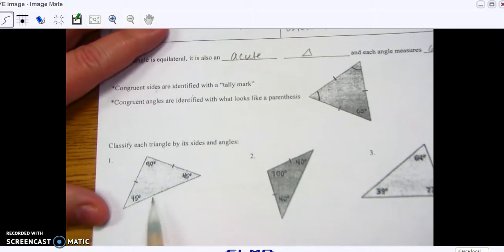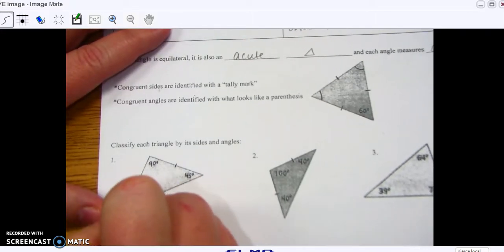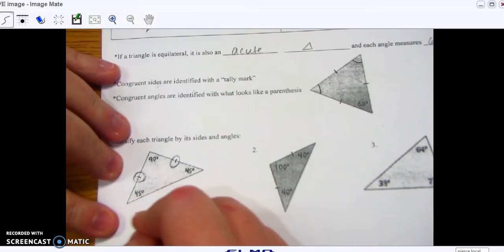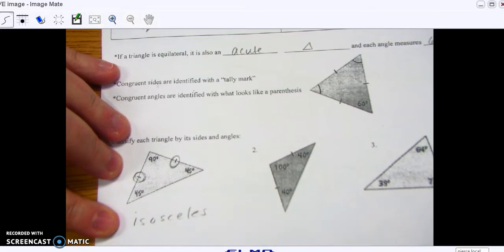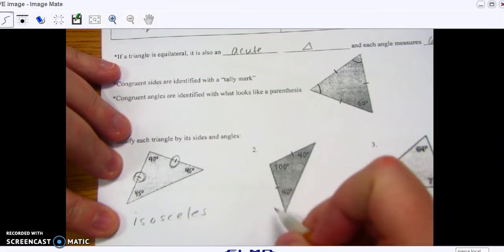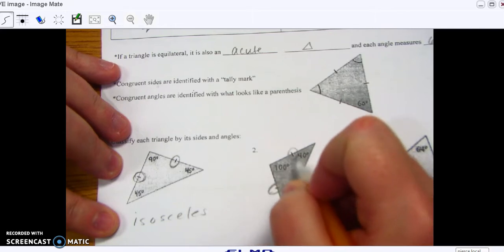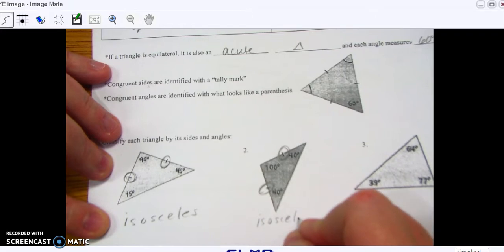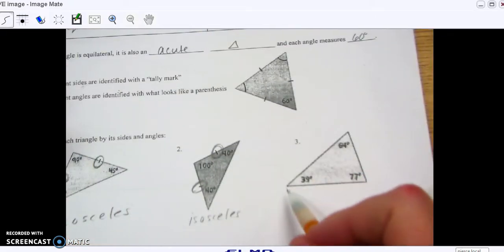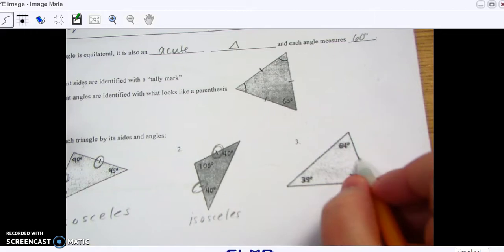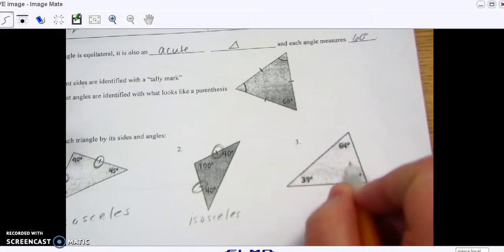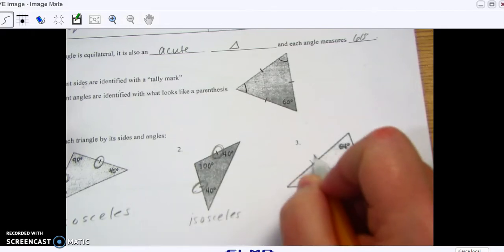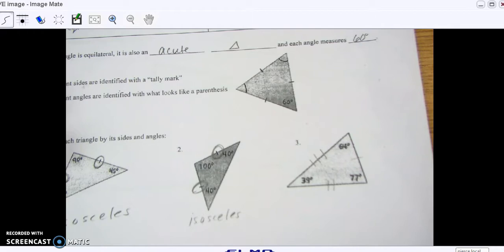How many sides are equal in this triangle? One, two. Well, triangles with two equal sides are isosceles. Okay? What about this one? How many sides are equal? One, two. Two I's for isosceles. Okay. How many are equal here? None of them. Notice you have no marks, but this one is actually the shortest, and then this one is medium, and then this one is longest, okay? So this is scalene.